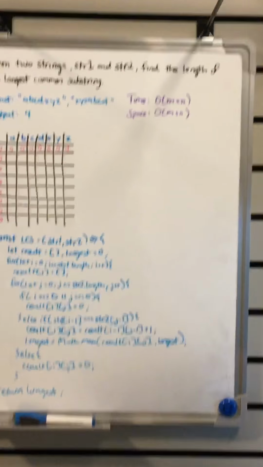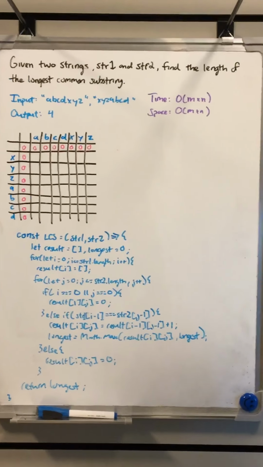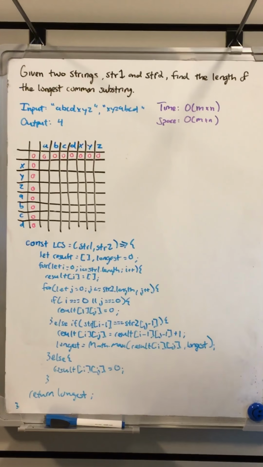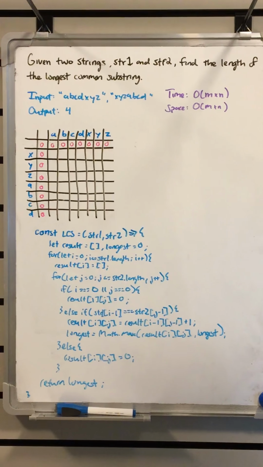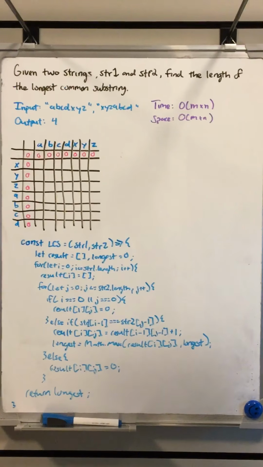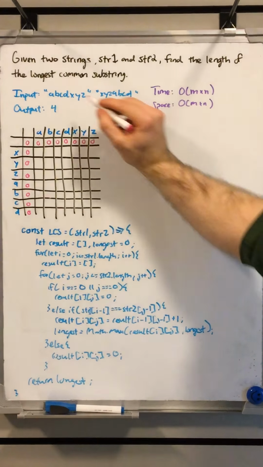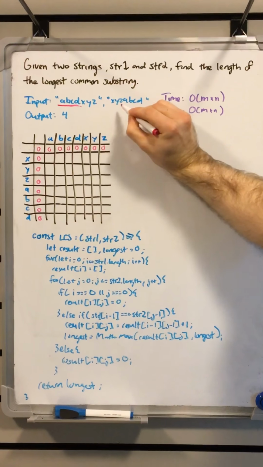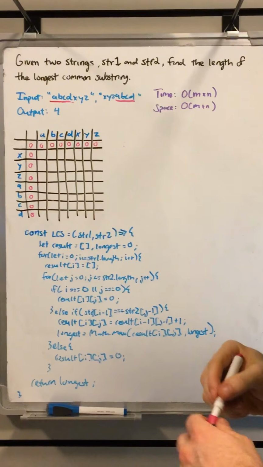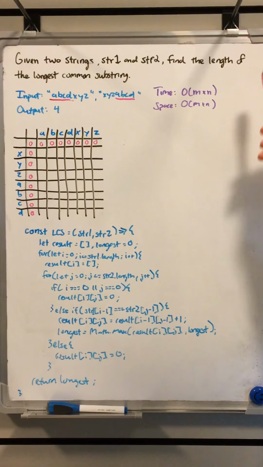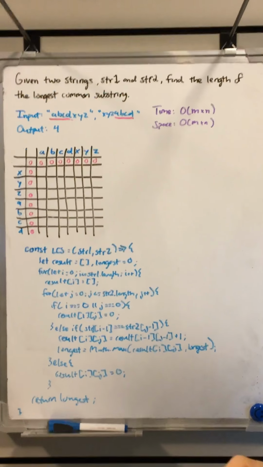Problem says, given two strings, string 1 and string 2, find the length of the longest common substring. So we're given these two inputs, A, B, C, D, X, Y, Z, and X, Y, Z, A, B, C, D. The output from these two inputs should be 4, because the longest substring is A, B, C, D from both. The time complexity of this will be solved in O m times n and space O m times n.